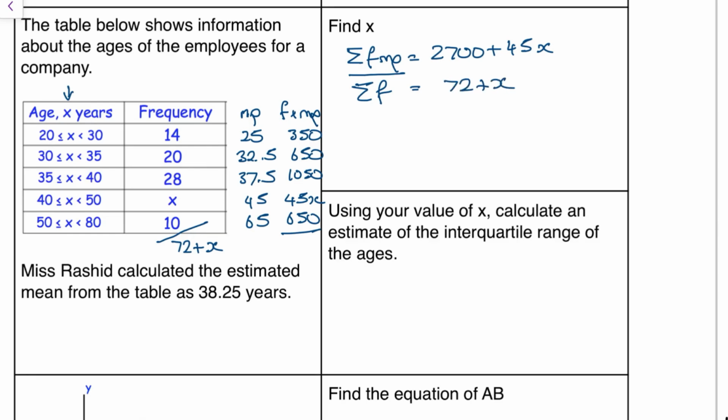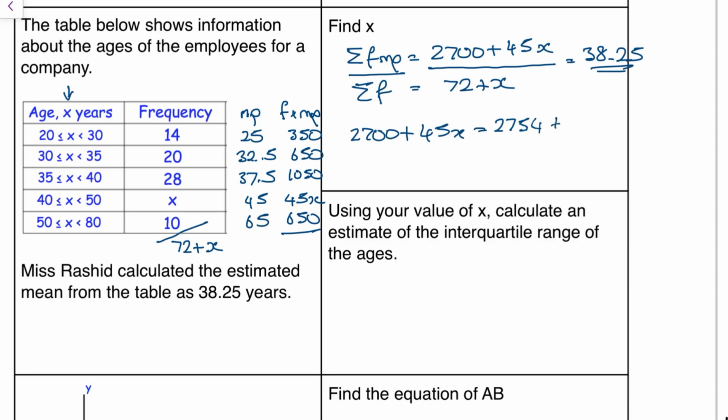And then I know the average is the sum of the frequency times the midpoints divided by the sum of the frequencies. So I'm going to divide these two. This is a horrible, horrible question. Is 38.25. Now I will say it's not a definite, but if my x is a nice round number, I've done the right thing. Let's multiply through by the denominator. So 2700 plus 45x is equal to 38.25 times 72, which gives me 2754.